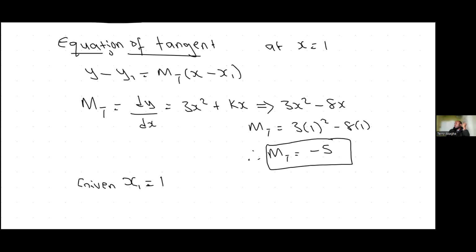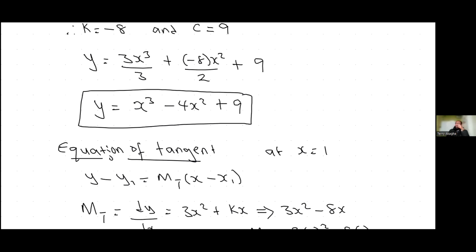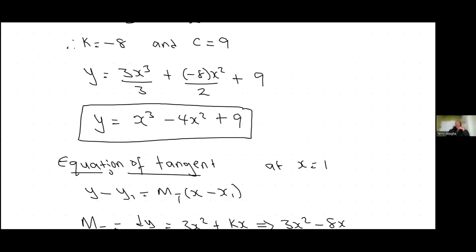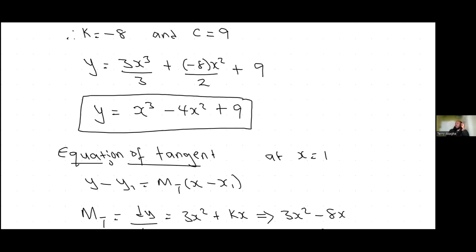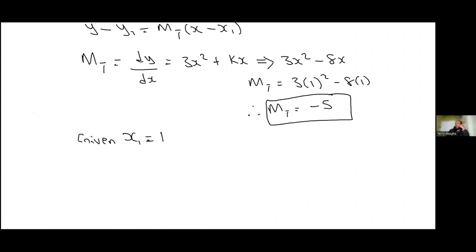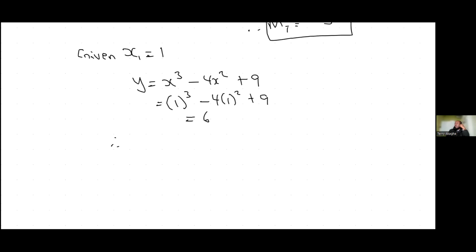To get the y1, we substitute this into the original equation. I already know the original equation to be y is equal to x cubed minus 4x squared plus 9. So we're going to substitute 1 into this, and that will give us 1 cubed minus 4 times 1 squared plus 9. And this is going to give us 6. So therefore we have the point 1 and 6. That means x1 is equal to 1, and y1 is equal to 6.